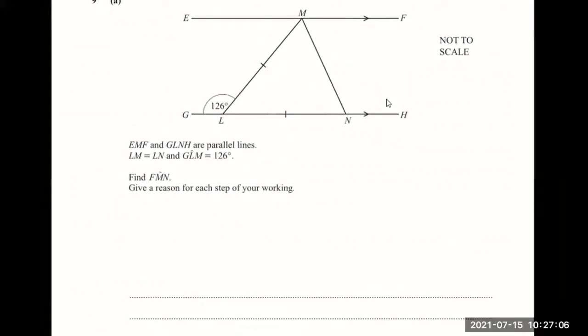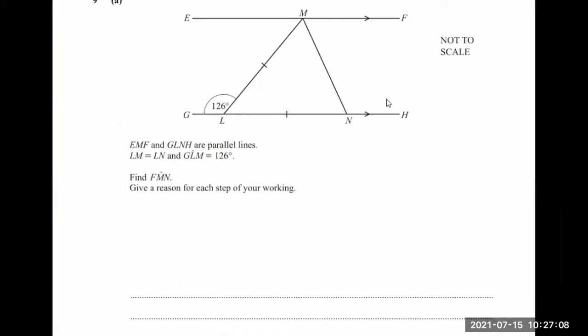Then let's do this one last question on angle properties, then we're going to move to circle properties, okay? EMF and GLNH are parallel lines, LM equals LN, when GLM equals 126. When I see such an angle, what my brain quickly does is calculate the other angle next to it. So this should be 54.